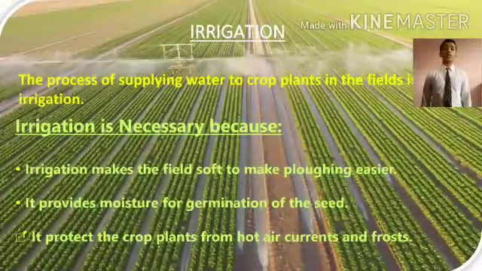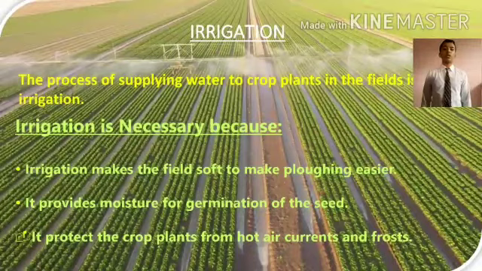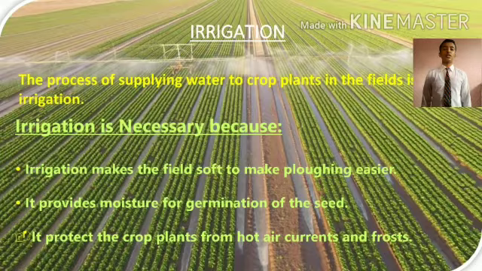Irrigation. The process of supplying water to the crop plants is called irrigation. Irrigation is necessary because it makes the soil soft, which makes ploughing easier. It provides moisture for the seed to germinate. It protects the crop plants from hot air currents and frosts.